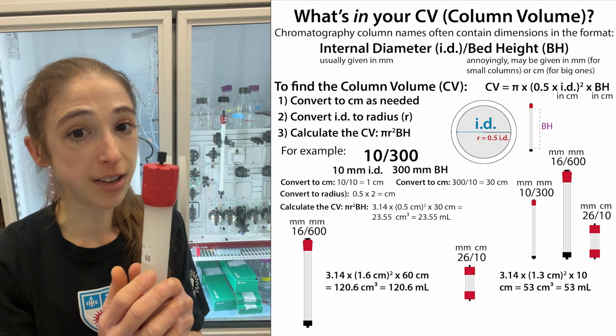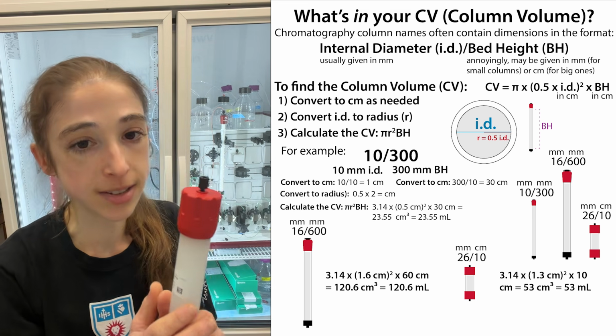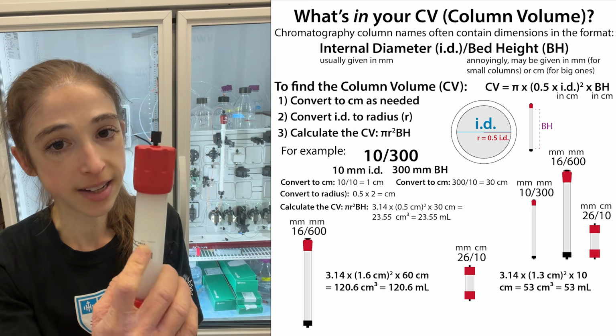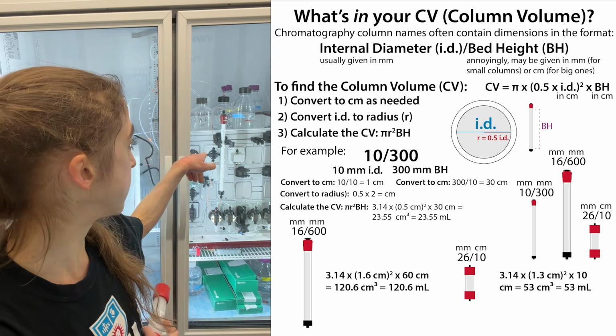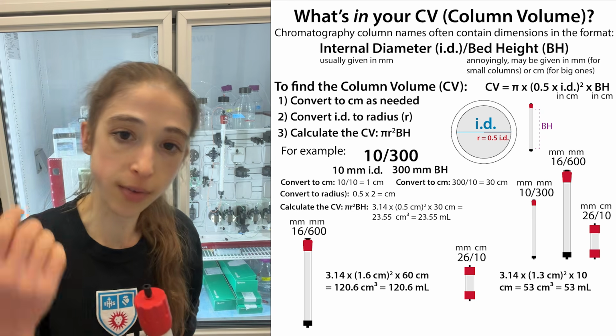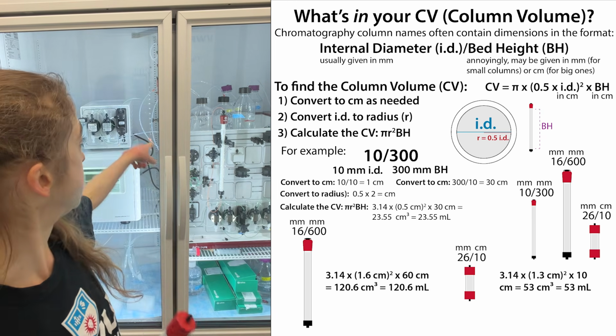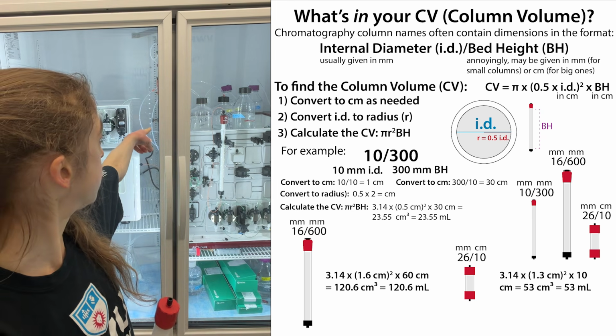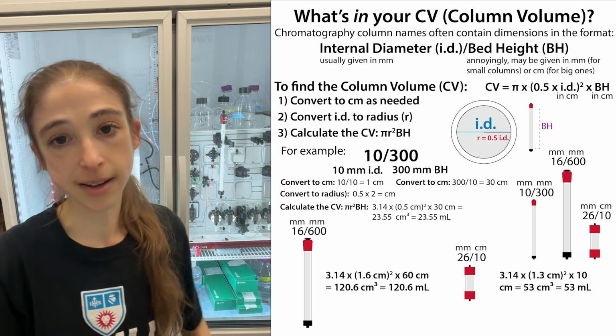You may or may not need to convert the bed height to centimeters. In this case, this 10 was already in centimeters, but in the Superdex case, the 300 was in millimeters, so I divide that by 10 and I get 30. For this big old guy, I divide 600 by 10 and I get 60.